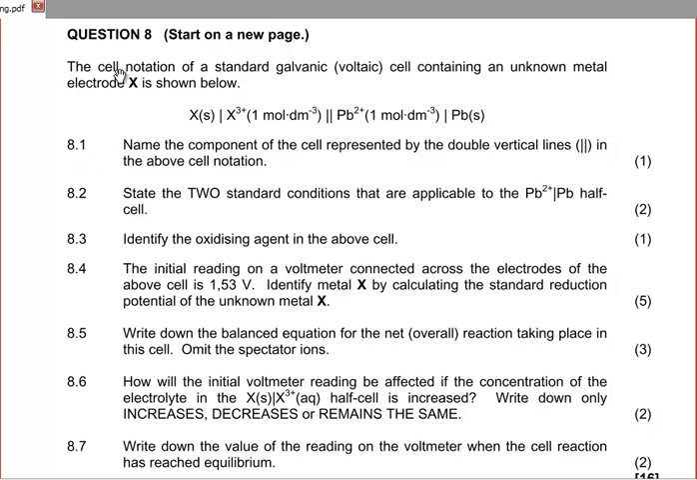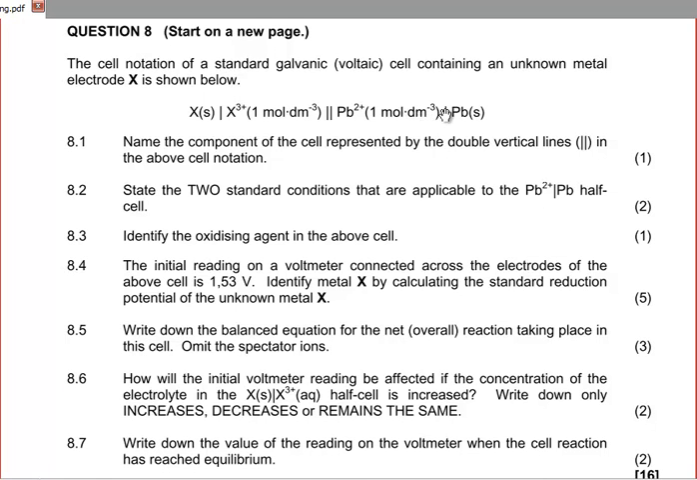It reads: the cell notation of a standard galvanic cell containing an unknown metal electrode X is shown below. We have our X in solid form being converted to X3+ at a concentration of 1 mole per cubic decimeter, and then we have our Pb2+ at 1 mole per cubic decimeter being converted to lead solid.